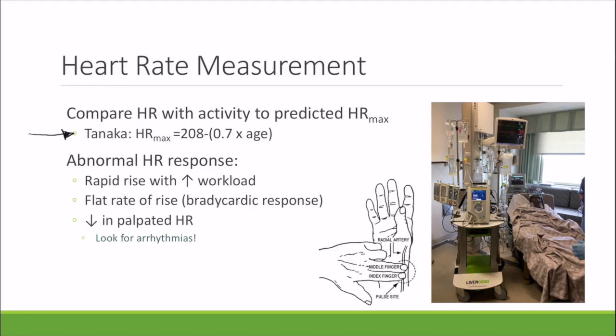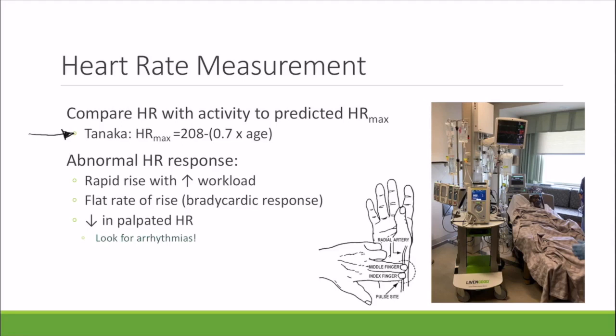Heart rate response is incredibly important to know how it's going to respond to activity. And so you always have to remember what you expect to happen. There should be a gradual rise. And an exception to that would be patients who are on beta blockers. You would then expect a blunted heart rate response.